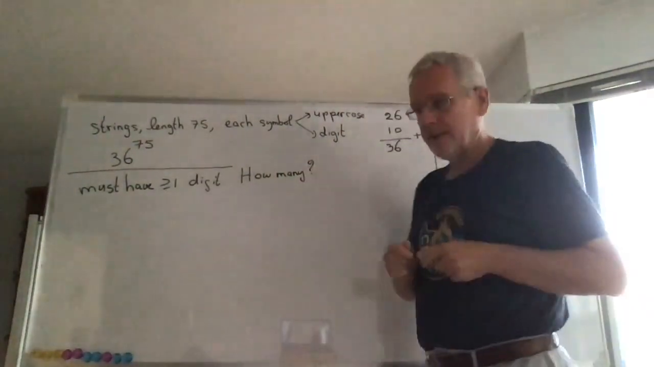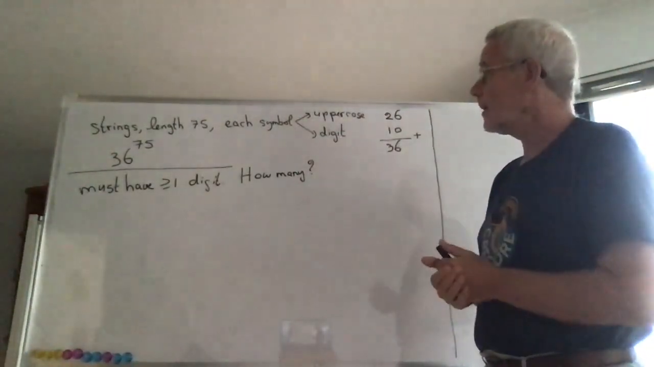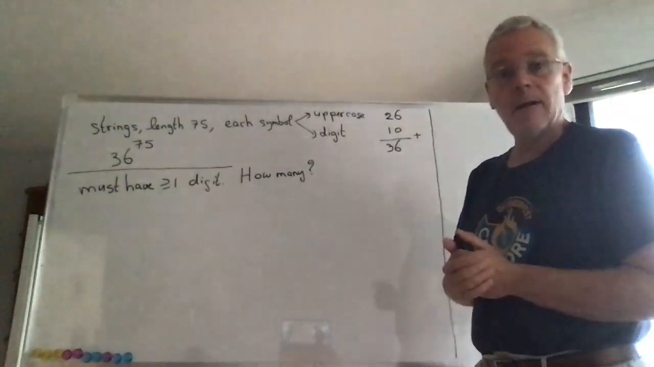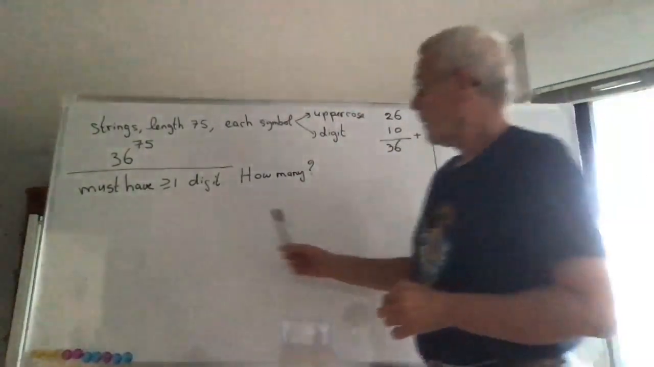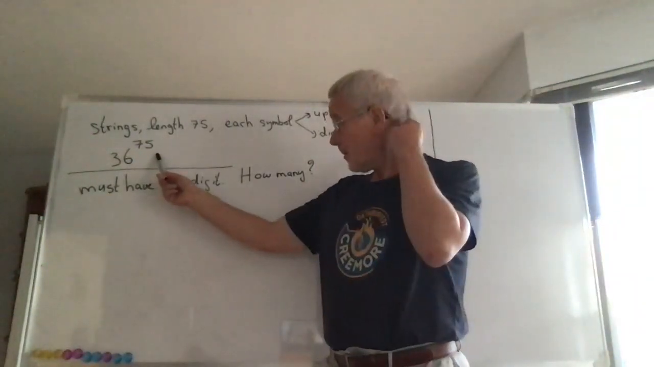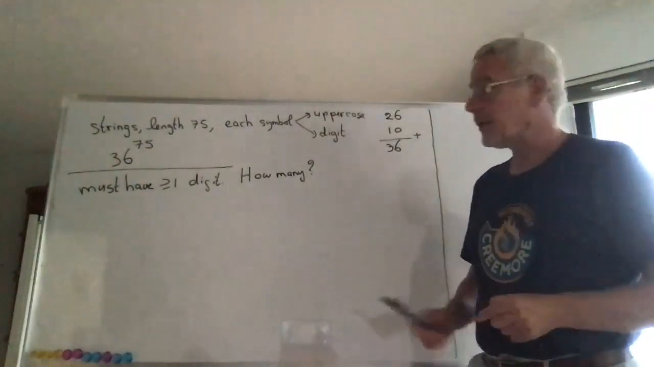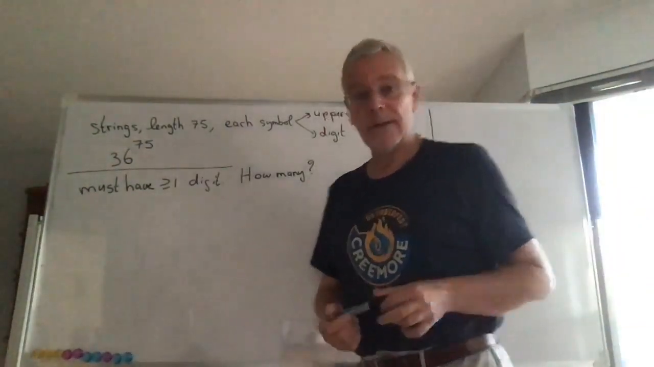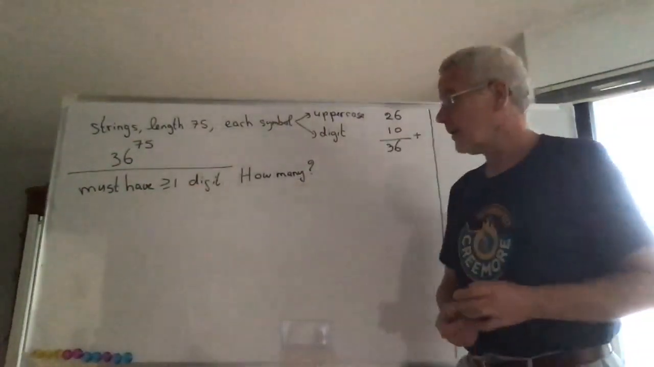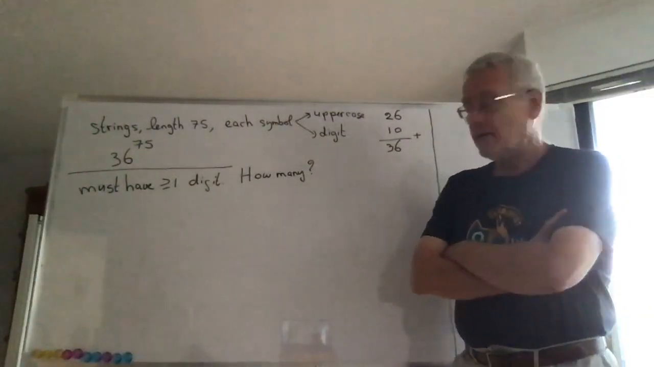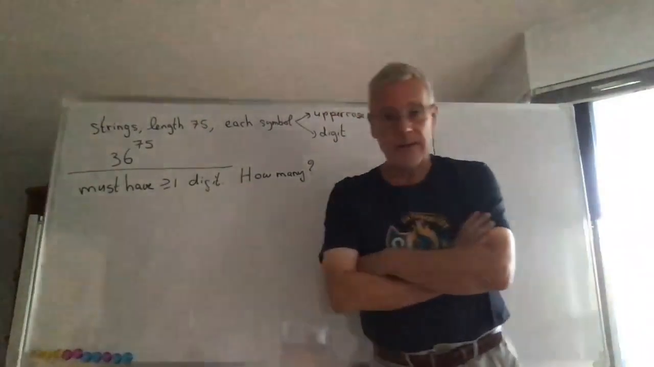Okay, so is there an easy way to count the strings of length 75, where every symbol is an uppercase letter or a digit, but the string must have at least one digit? Here in the 36 to the power 75, we have counted strings that do not have any digit. So the answer is definitely not 36 to the power 75. So how would you count these strings when you must write at least one digit?